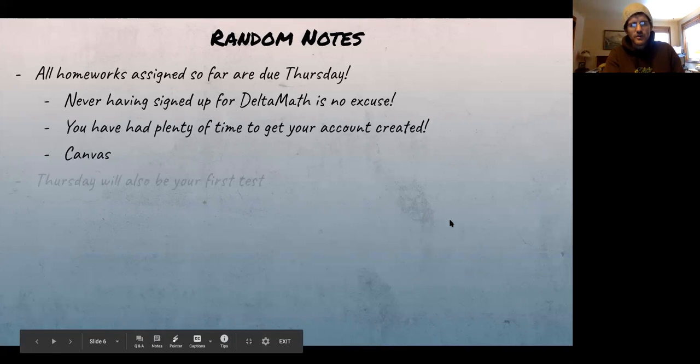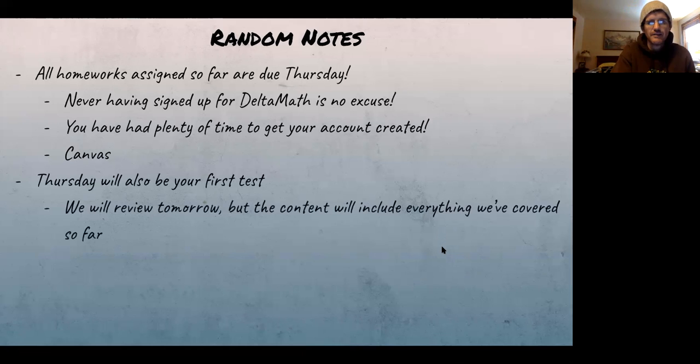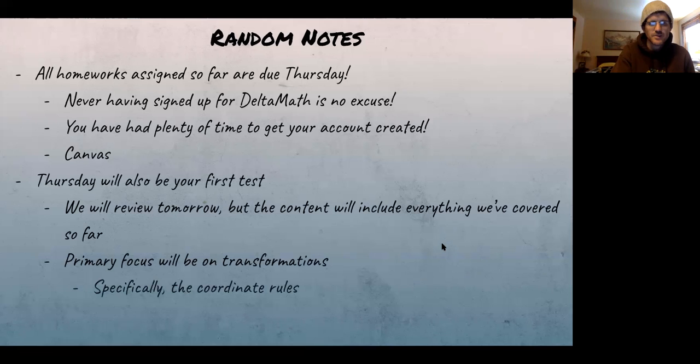Okay, and Thursday is going to be your first test. It's going to cover everything that we've done so far, but the primary focus is going to be on transformations and specifically those coordinate rules. So there's not going to be a whole lot of stuff where it's on the graph and you have a triangle here and, oh, where does this triangle end up? It's not going to be questions like that to a large extent. Instead, I'm going to give you a coordinate. I'm going to say coordinate A is at (1, 5), and you do some stuff to it. Where does it end up? Where's A prime? And you're going to have to tell me what the coordinate is.